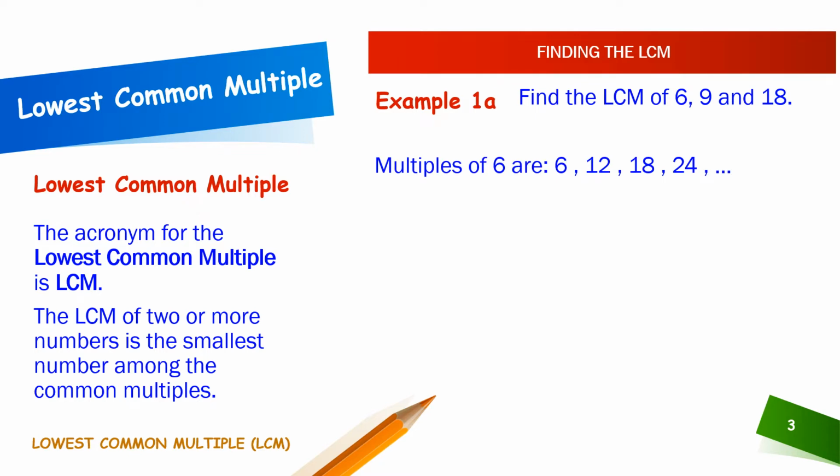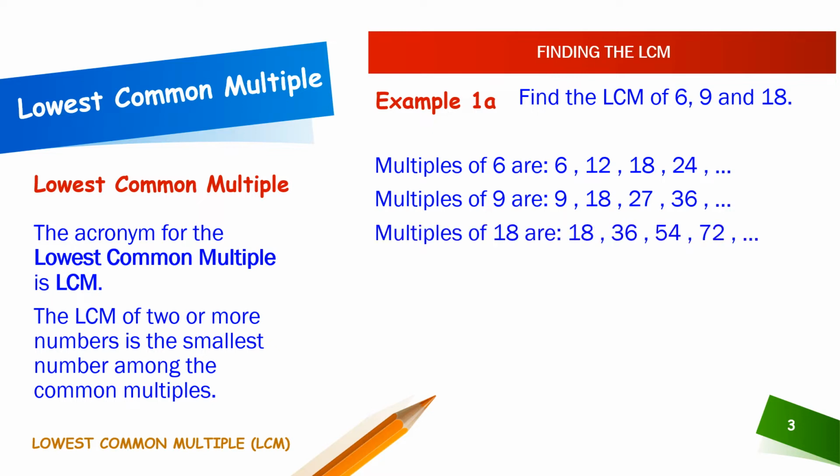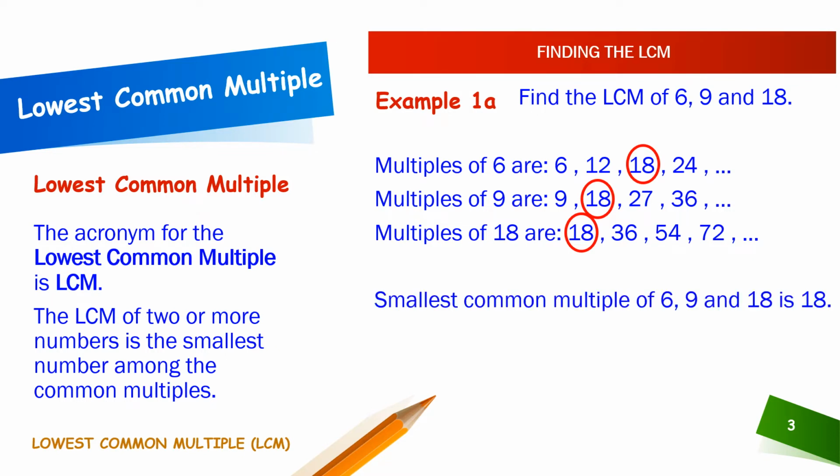The multiples of 6 are 6, 12, 18, 24 and so on. The multiples of 9 are 9, 18, 27, 36 and so on. And the multiples of 18 are 18, 36, 54, 72 and so on. The smallest common multiple of 6, 9 and 18 is 18. So the LCM of 6, 9 and 18 is 18.